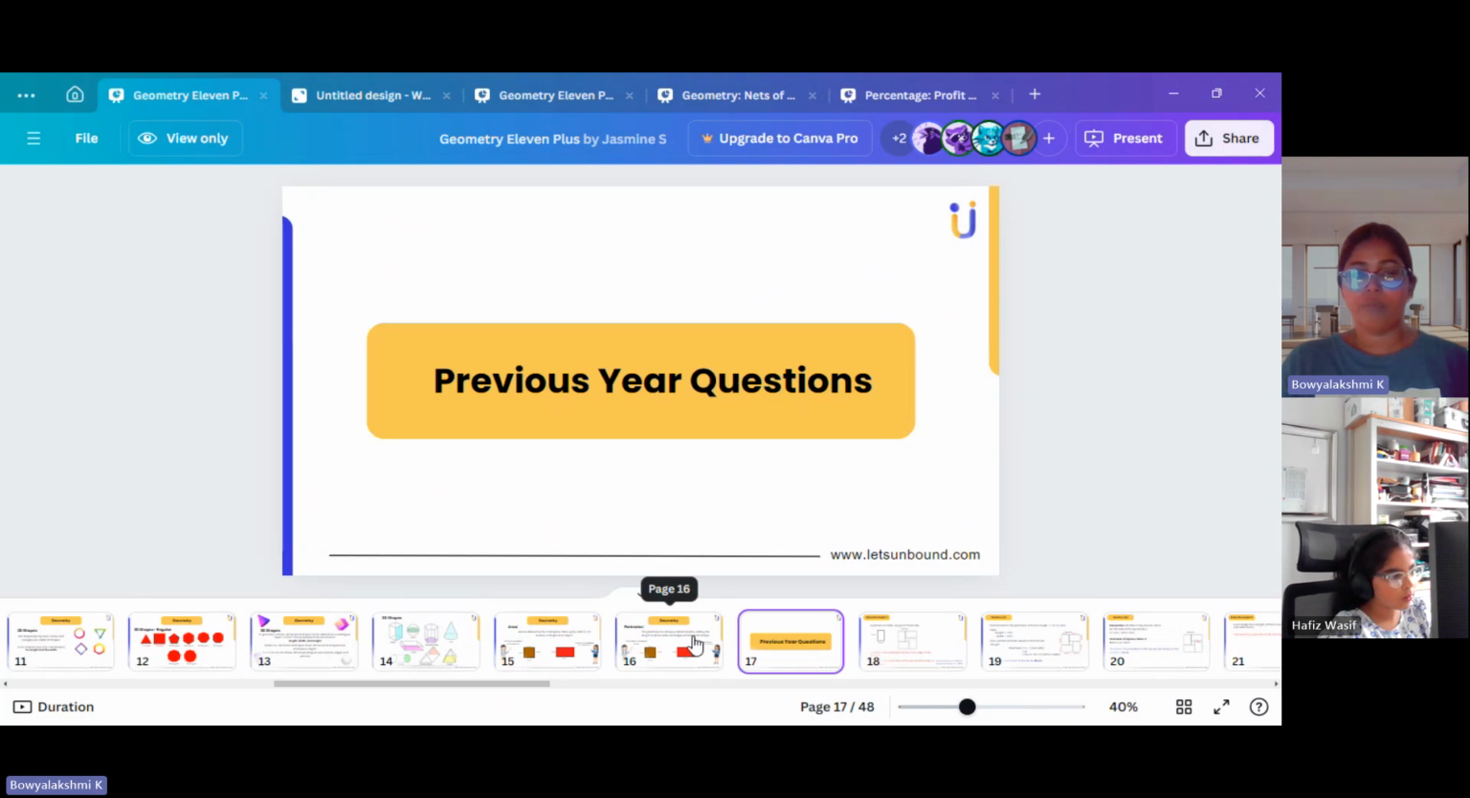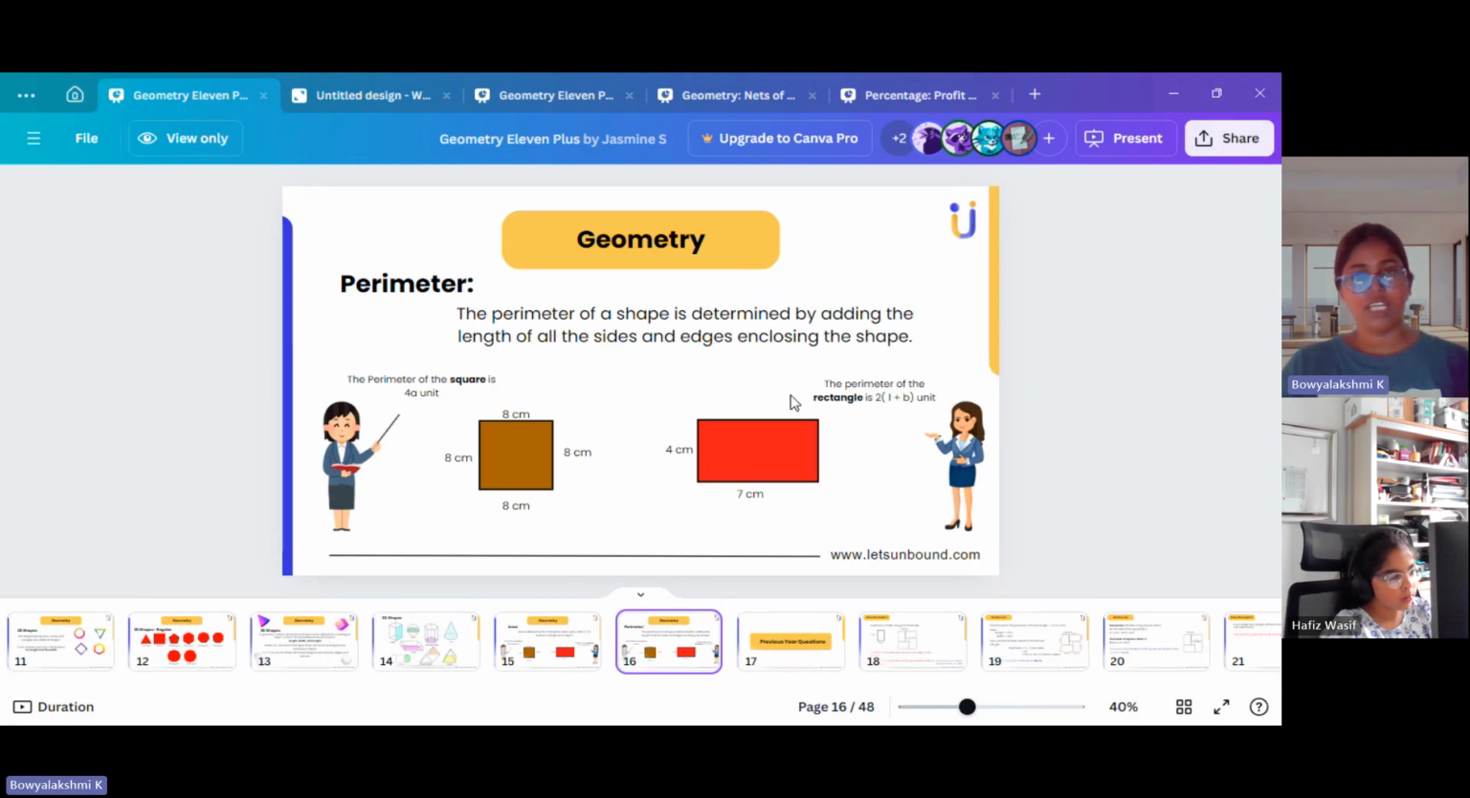Before moving into the previous year questions, so far we discussed 2D shapes and 3D shapes, and the main key differences between them. Then we also saw the area and perimeter formulas for square and rectangle. Do you have any questions or do you want to note anything? No. Okay.